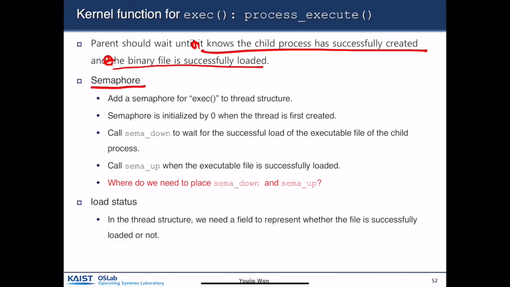We add a semaphore for exec to the thread structure. So now this is a second semaphore for the thread structure. This semaphore value is initialized to 0 when the thread is created. In process execute, it calls sema down to wait for the successful load of the executable file of the child process. When the executable file is successfully loaded, it calls sema up. And we need another variable that represents the load status. In the thread structure, we need a new field to represent whether the file has been successfully loaded or not.